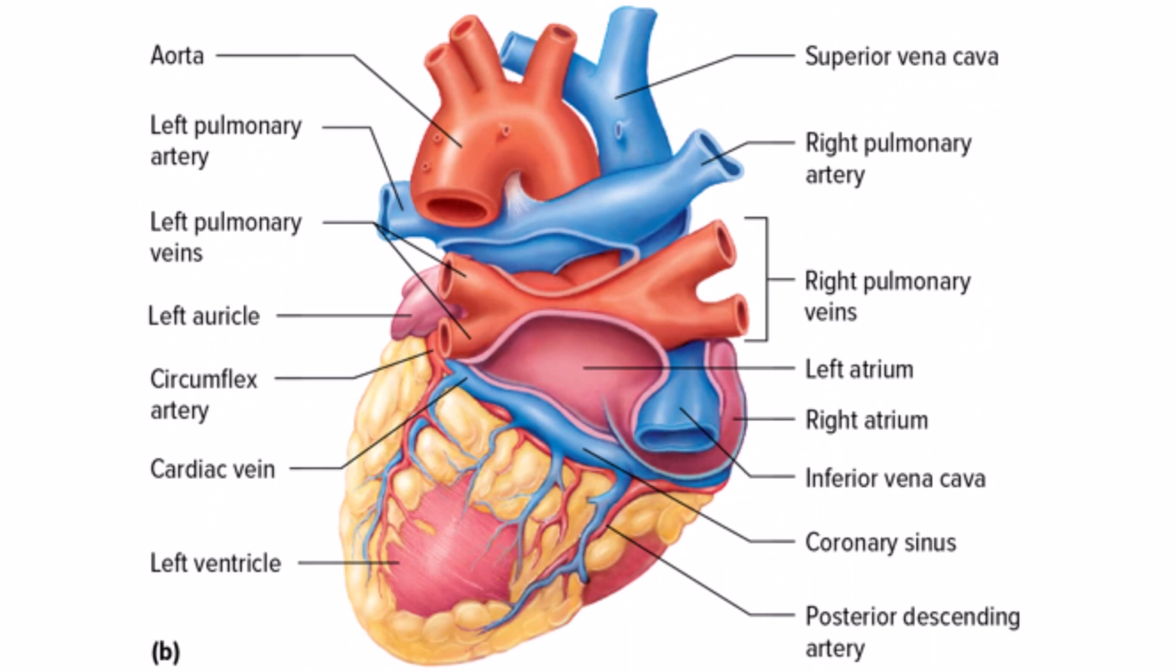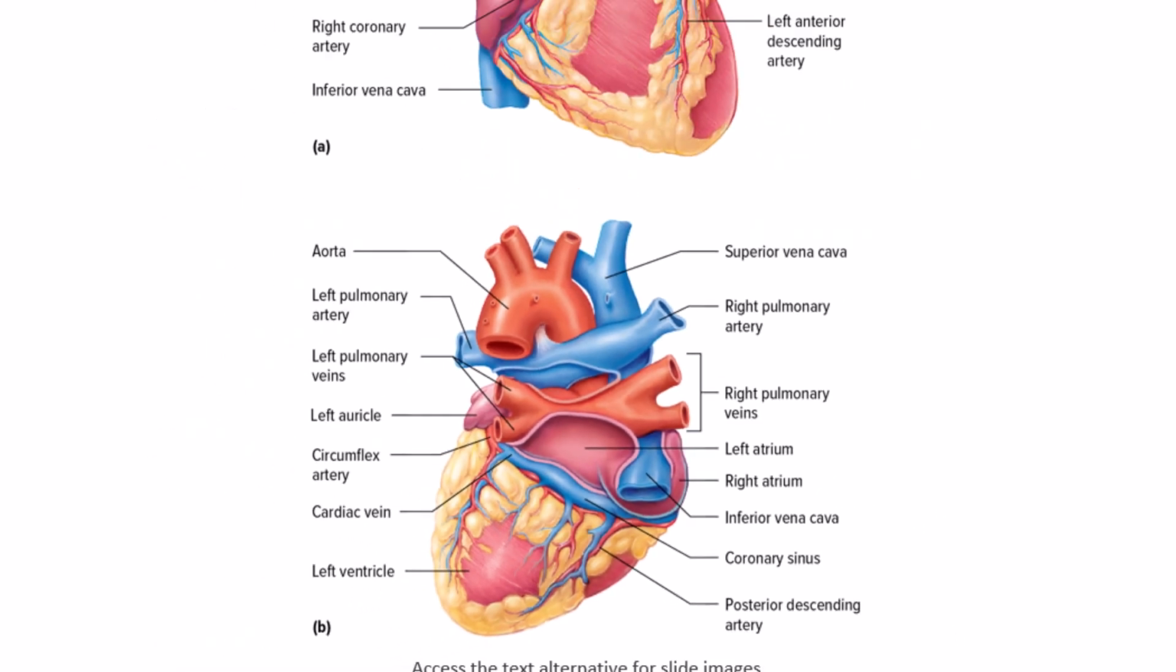In the posterior view of the heart, labeled B, it shows various parts labeled clockwise from the bottom left as follows: left ventricle, cardiac vein, circumflex artery, left auricle, left pulmonary veins, left pulmonary artery, aorta, superior vena cava, right pulmonary artery, right pulmonary veins, left atrium, right atrium, inferior vena cava, coronary sinus, and posterior descending artery.